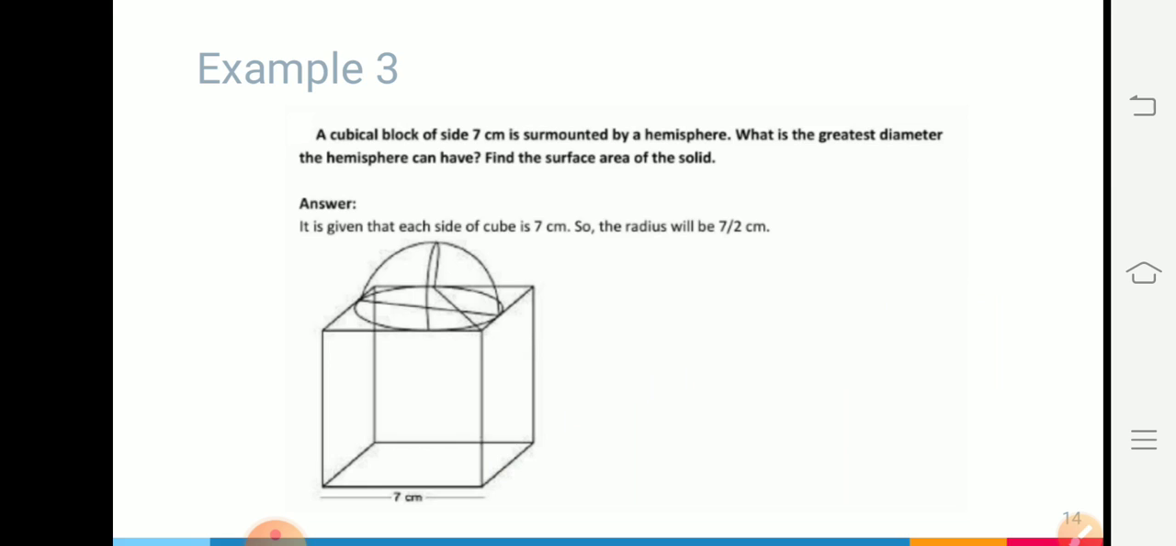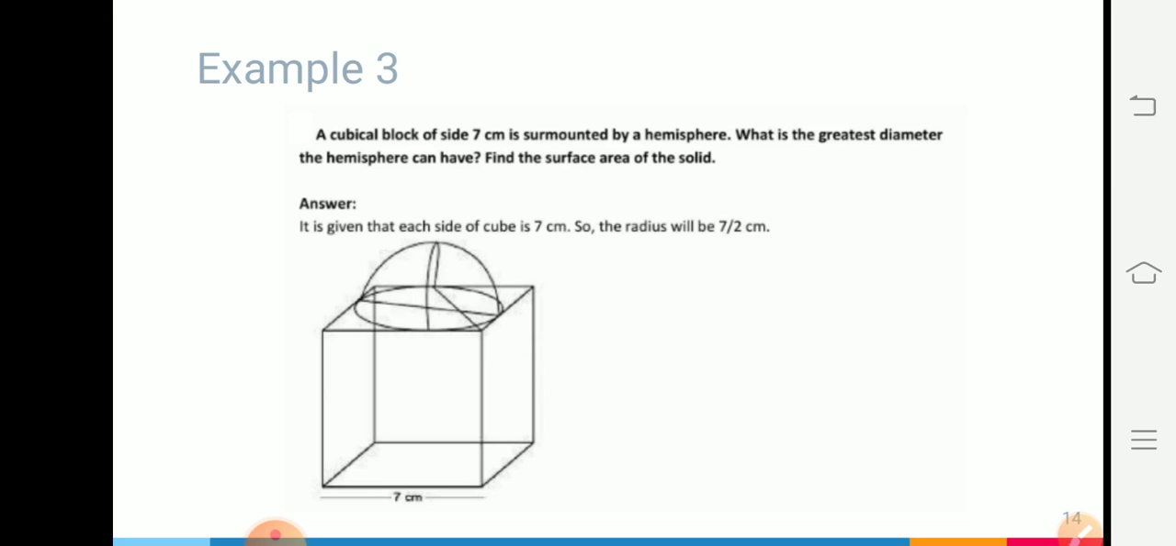Next example, a cubical block of side 7 centimeter is surmounted by a hemisphere. What is the greatest diameter of the hemisphere? Find the surface area of the solid. So you need to find the complete surface area of the solid.